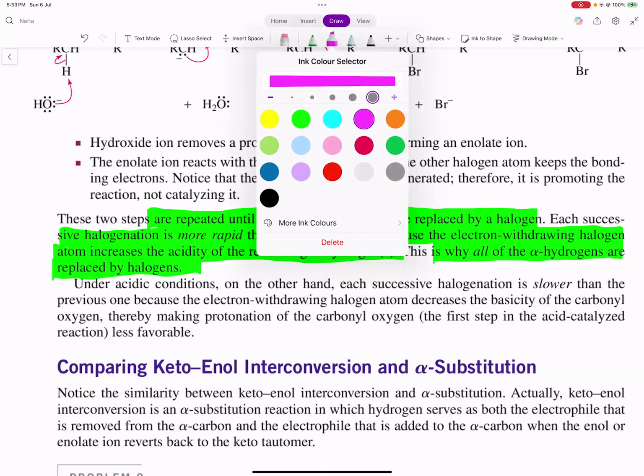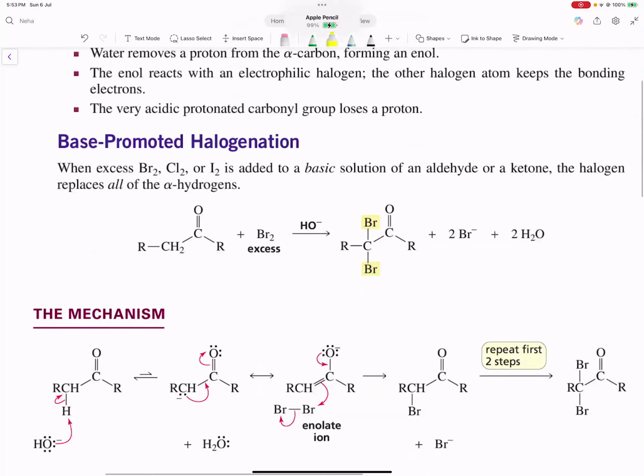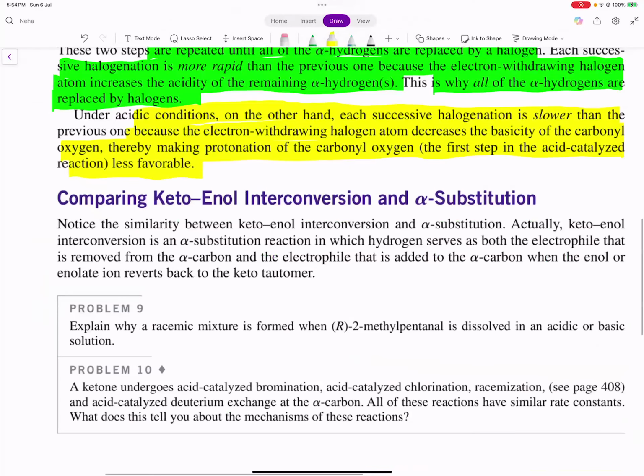Now, under acidic condition, on the other hand, each successive halogenation is slower than the previous one because the electron withdrawing halogen group decreases the basicity of the carbonyl oxygen, thereby making the protonation of the carbonyl less favorable. Okay, so I think we'll look at the acidic. This is the base promoted, but we'll come to this.